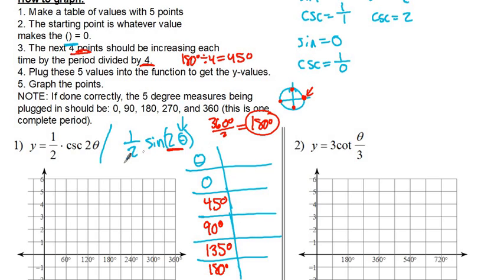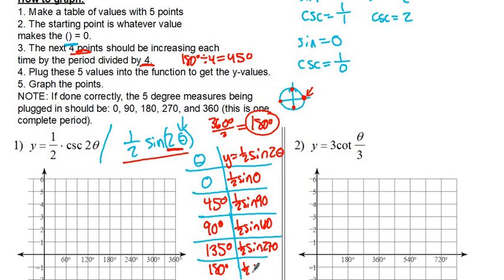Then we just have to plug these into this right here. So y equals this. That's going to be 1/2 times the sine of 0, because 2 times 0 is 0. Then 1/2 times the sine of 2 times 45, which is 90. This is going to be 1/2 times the sine of 180. This would be 1/2 times the sine of 270. And this would be 1/2 times the sine of 360. We said that we're supposed to get those measures showing up because those are the measures of the angles on our circle. Alright, so the sine of 0 is 0.